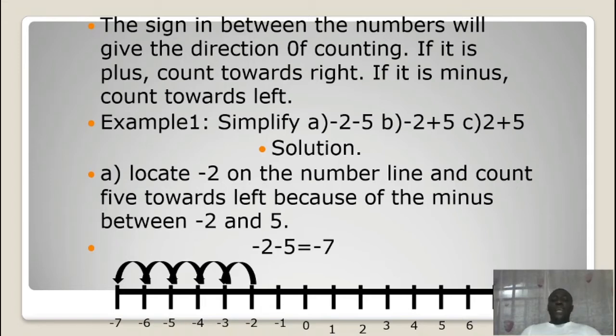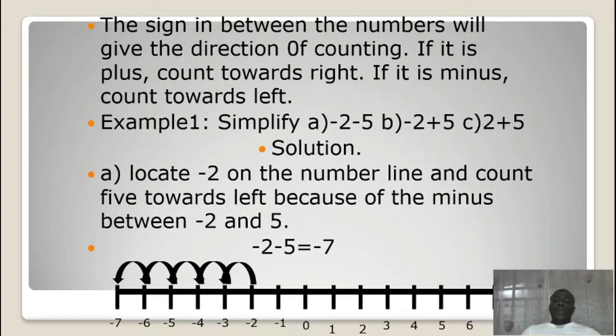When you are using the number line system, the first number must be located on the number line, while the second number is the number of times you are going to count, either towards the right or towards the left. If the sign between the two numbers is positive in nature, the sign will enable us to do the counting towards the right. But if it is negative, we count towards the left. And the point where your counting ends becomes the result of the operation.